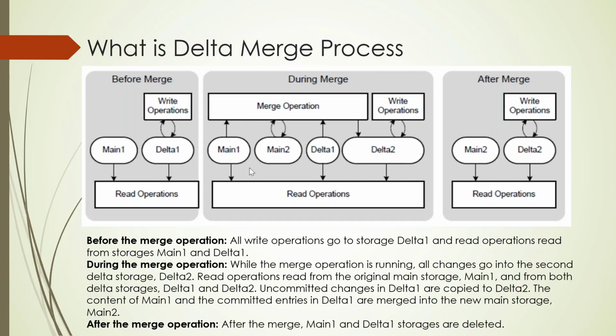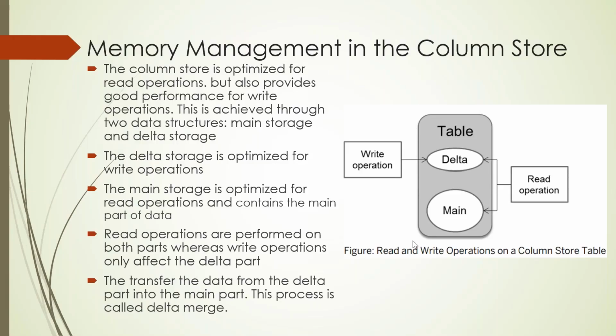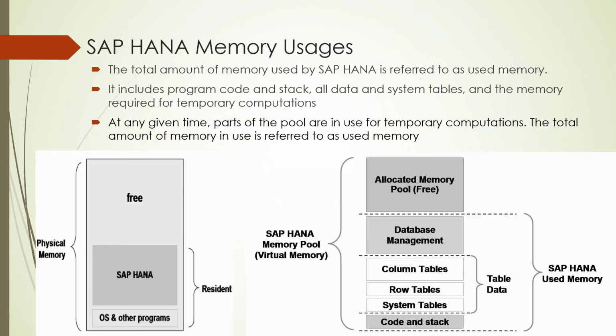So main one or main two, for example, in my previous slides. What is main? Main storage. The main storage is optimized for read operations and contains the main part of the data, all the data of your tables. So you have the tables data, and that tables data we call main storage. And delta storage is also created if you perform any write operations.